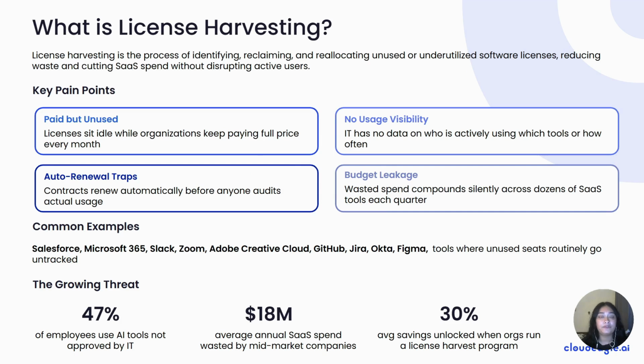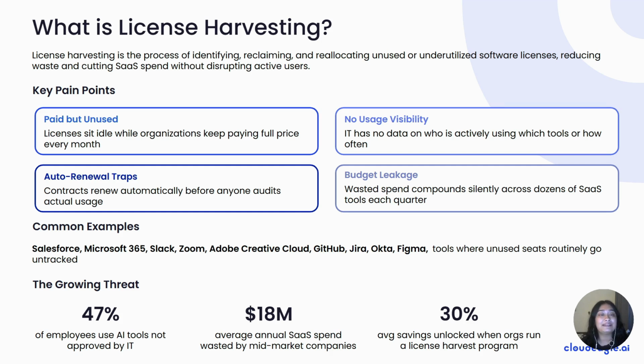The data actually reflects how widespread this is. The average mid-market company wastes around 18 million annually on underutilized software. 47% of employees are actively using tools that IT hasn't approved or reviewed. And organizations that run a structured license review process recover an average of 30% in savings. So the core issue is visibility, or the lack of it. Without a reliable real-time view of license usage, procurement teams have no way to identify what's inactive before contracts renew. And without that, there's no leverage in negotiations whatsoever.